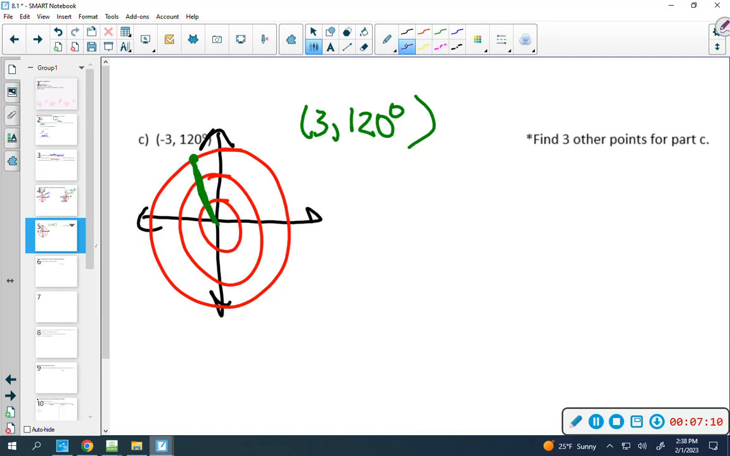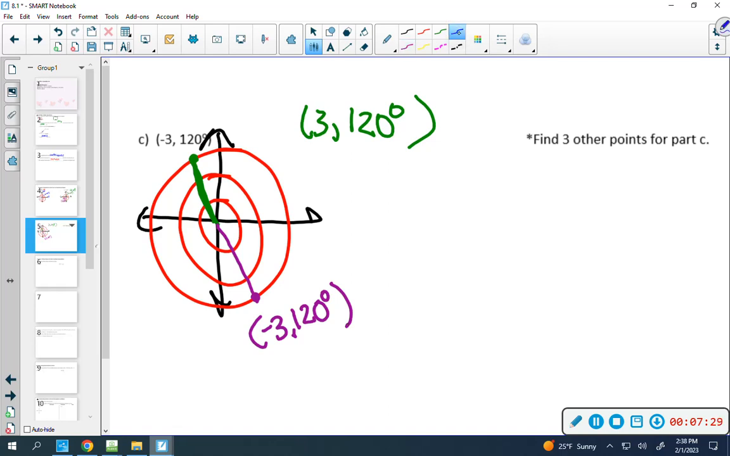Now I'm going to go the opposite direction to make my negative 3. It is easy. I could draw this. I'm getting very angry trying to write on this Chromebook.